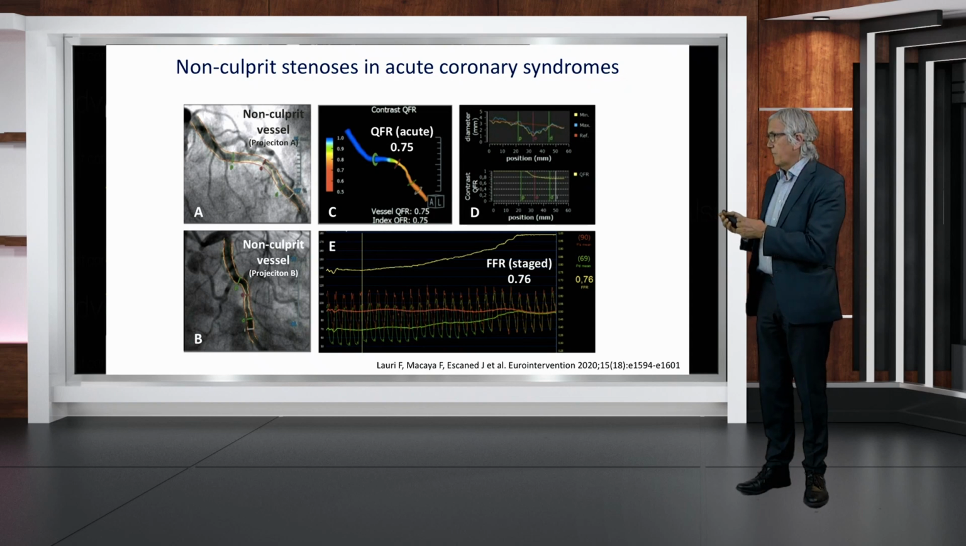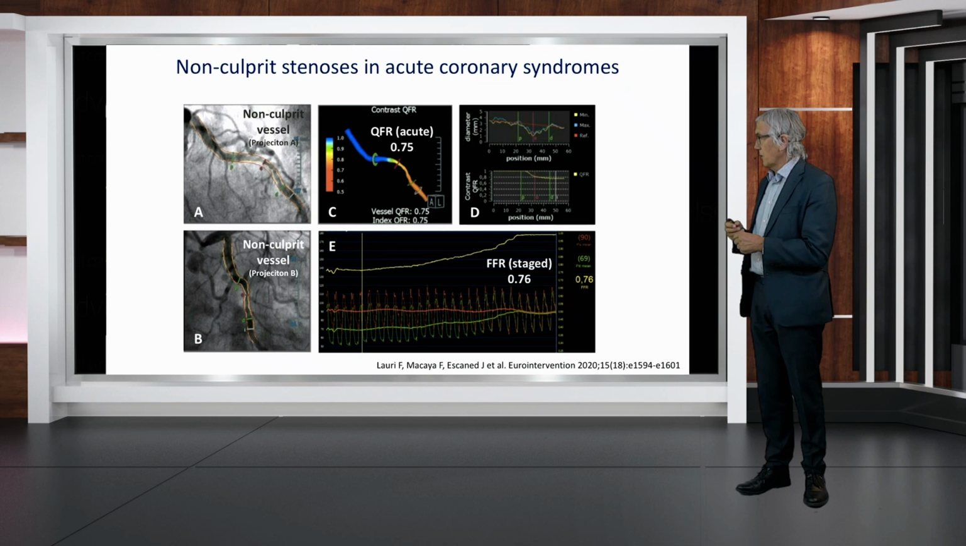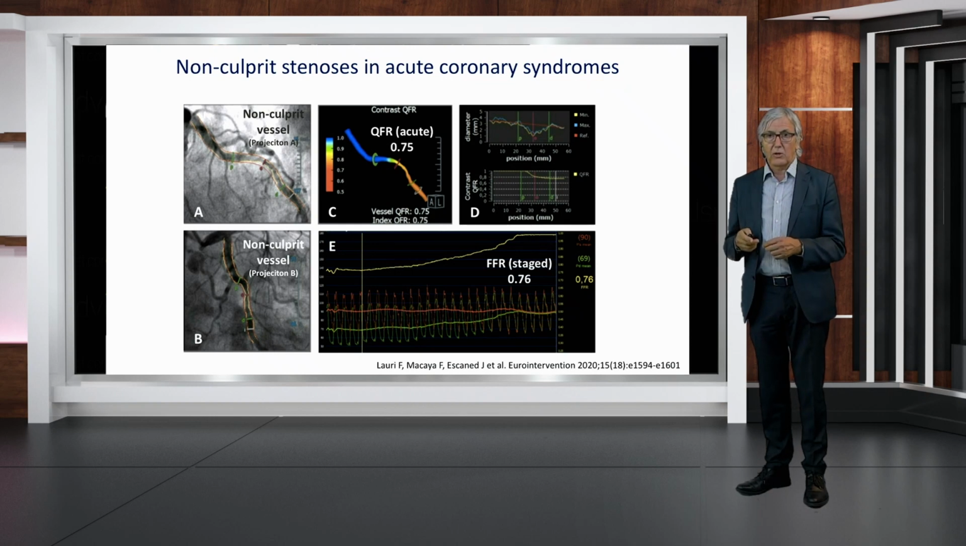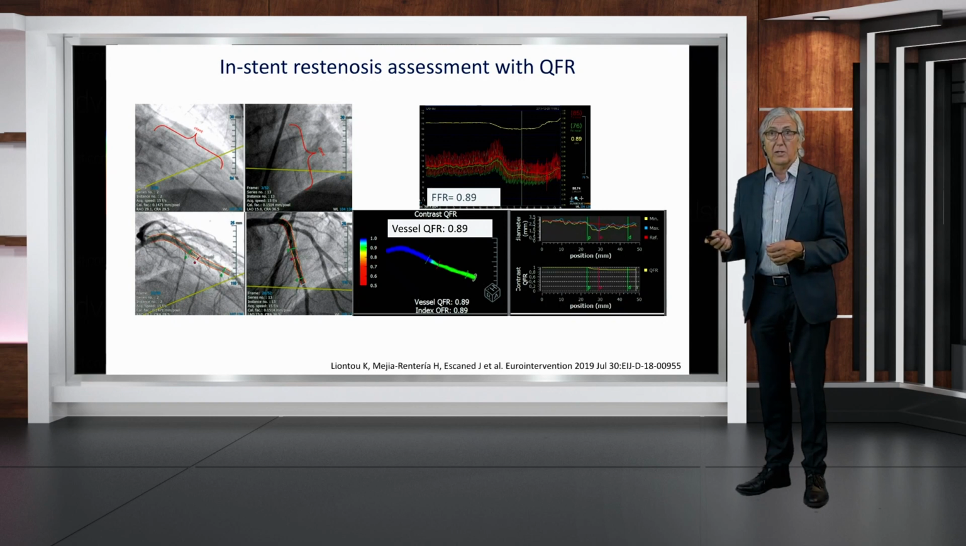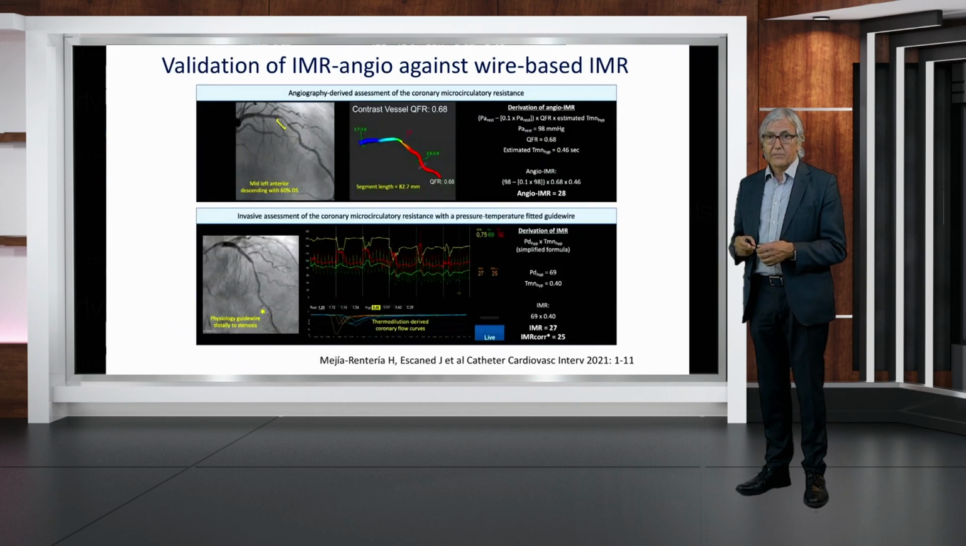Many authors have been interested in exploring the use of functional coronary angiography in particular subsets. One of them is acute coronary syndromes, the other one is in-stent restenosis. There are multiple subsets that are analyzed in the chapter of the PCR-EAPCI textbook.